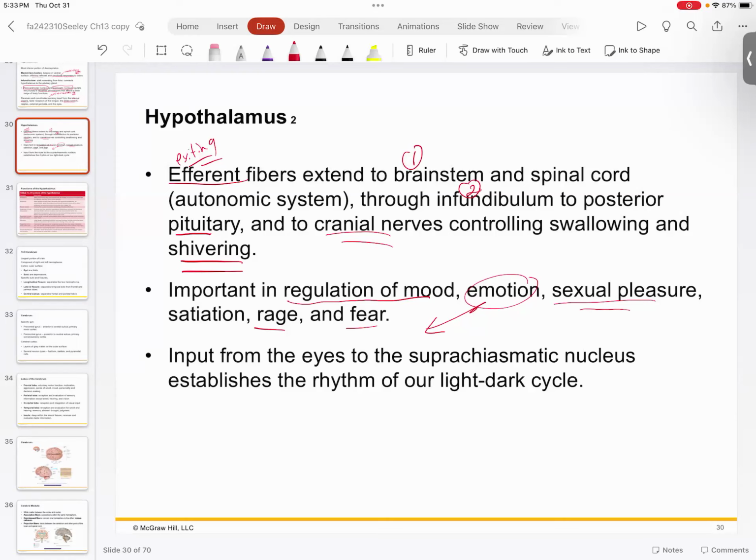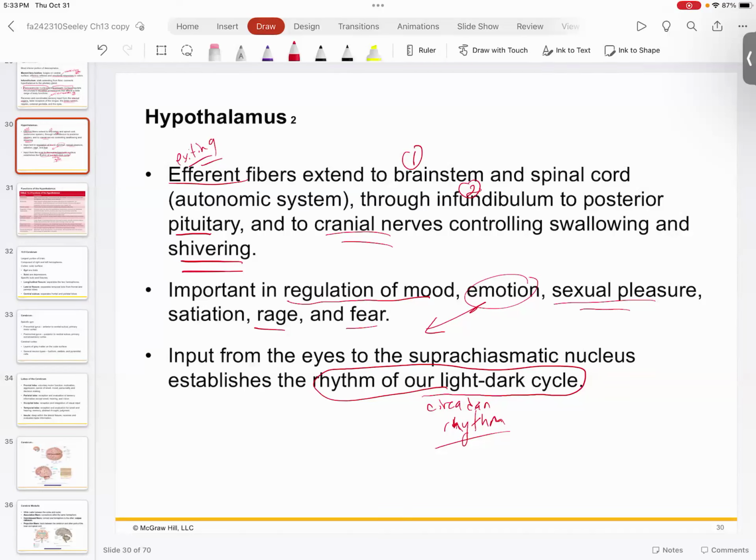Another one that you hear a lot about, and there's a lot of research on this one, is the suprachiasmatic nucleus. The reason there's a lot of research on this one is because, along with the pineal gland, it is in charge of our light-dark circadian rhythms. What does that mean? Basically, a circadian rhythm is whether you are active at night or during the day. It doesn't mean whether you are a night person or a morning person. That's not what it means.